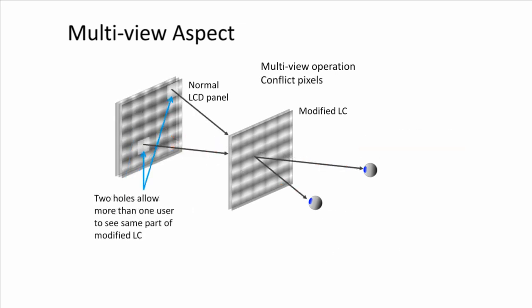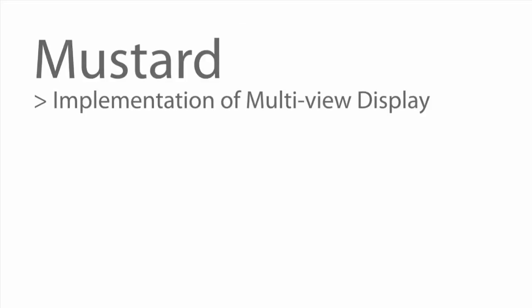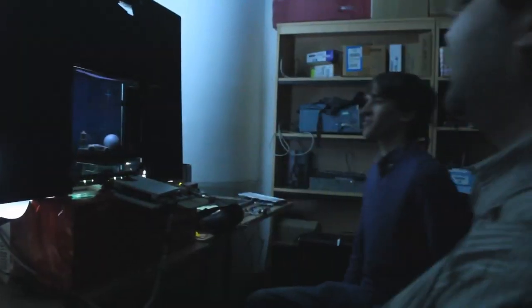This approach still leads to a small number of conflict pixels that are visible to more than one user at the same time. This conflict can be managed by using conflict functions, which try to minimize the noise for each user. Here you see two users using the system at the same time. Each one sees a different face based on where they are positioned.